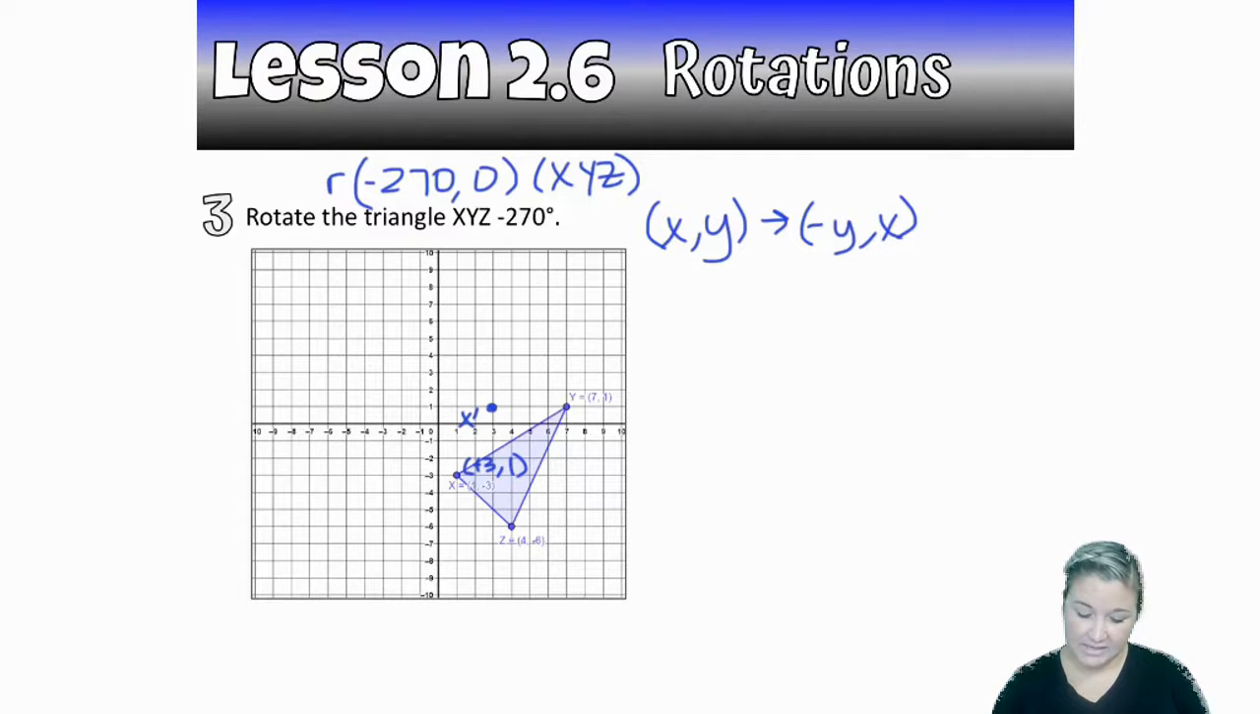And then Y is at 7, 1. So I'm going to flip that order. So this is going to be 1, 7. And then I make the now X coordinate the opposite sign. So it's going to be negative 1, 7. That's going to be Y prime. And then Z, I'm going to flip the order again to get Z prime. So negative 6, 4. But then I change the sign of the first coordinate, which is the negative 6. So that makes it 6, 4. So here is Z prime. So my image is going to look like that.